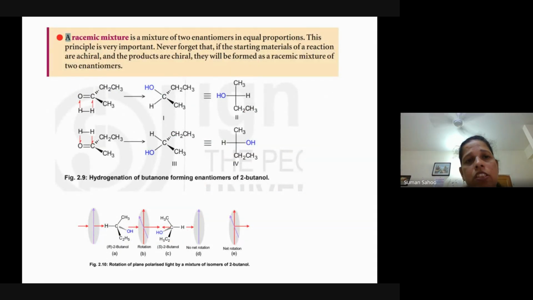What is a racemic mixture? Up to now, we know that enantiomers rotate the plane of polarized light in opposite directions. So if we have two enantiomers in equal proportions, one half would rotate the plane of polarized light anti-clockwise, and the other half would rotate it in the clockwise direction. So the net result would be no rotation of plane polarized light. That is known as a racemic mixture. This is due to external compensation.